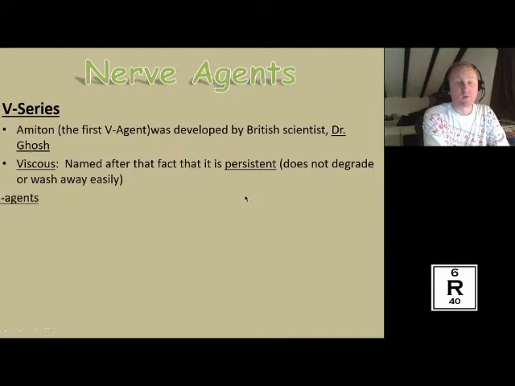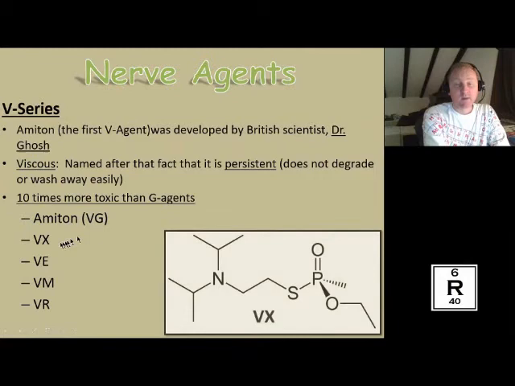V-type agents are 10 times more toxic than G-type agents. They include Amiton, which is VG, VX, which is the more popular one that I heard about a lot when I was in the Navy and we talked about training. There's VE, VM, and VR. This is the structure of VX nerve agent. One drop of this on your skin can kill you in 15 minutes. So it doesn't have to be inhaled. This can just get on your skin and kill you.